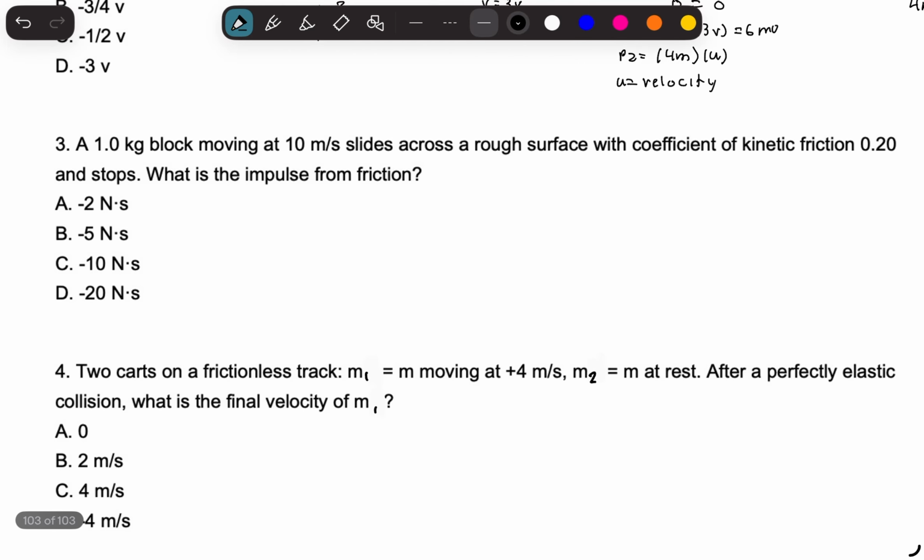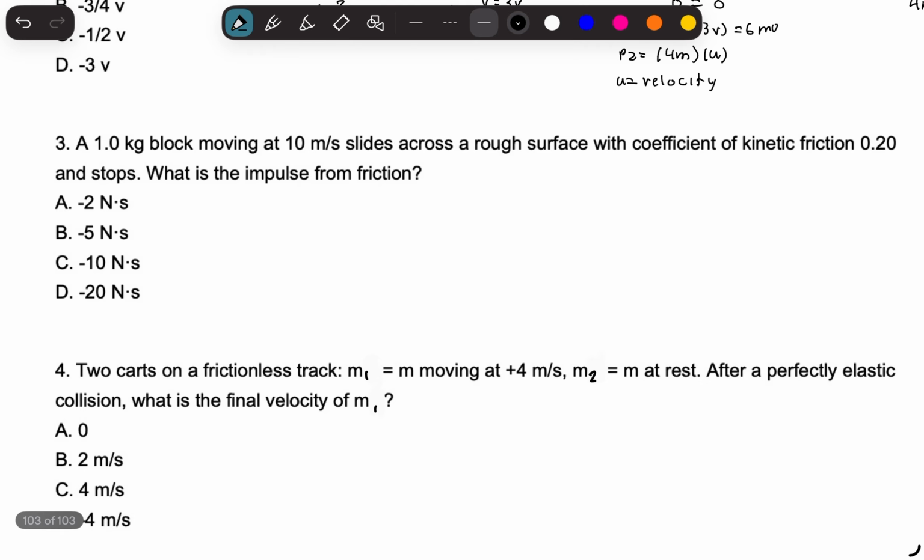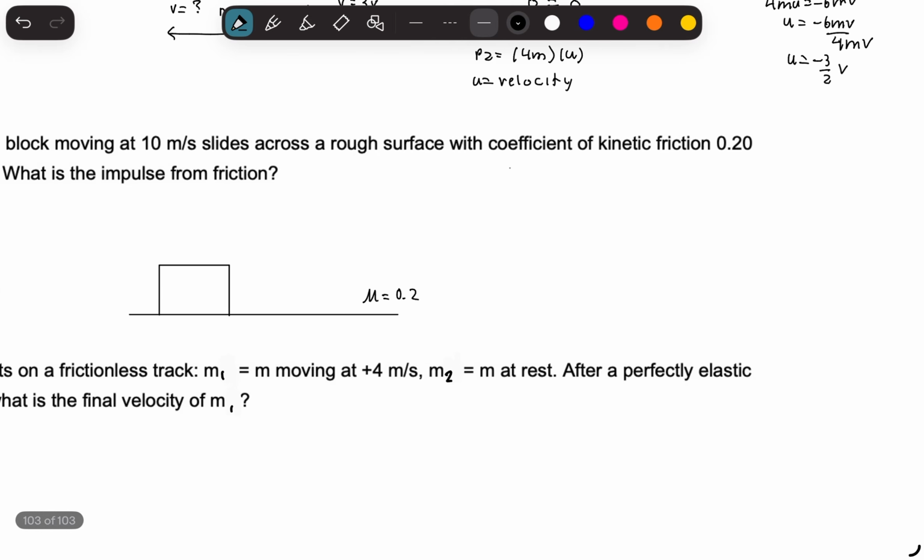You have a 1.0 kilogram block moving at 10 meters per second, and it slides across a rough surface with a coefficient of friction equal to 0.2, and it stops. So what is the impulse that you receive from the friction on the block? How do we calculate this? We use the impulse-momentum theorem.